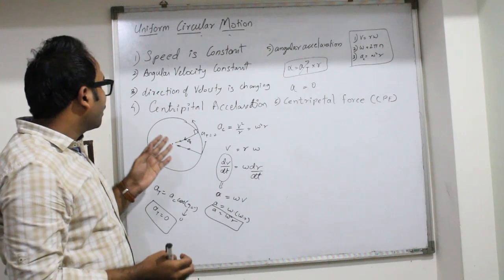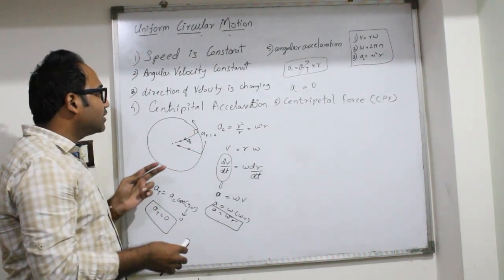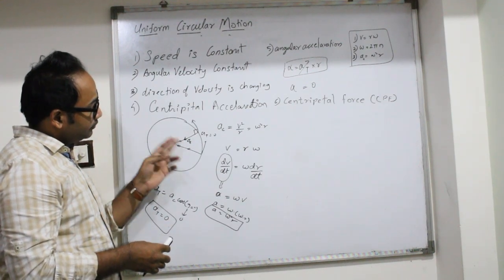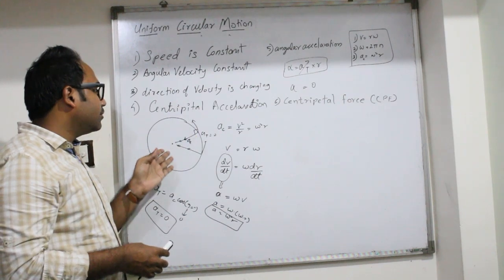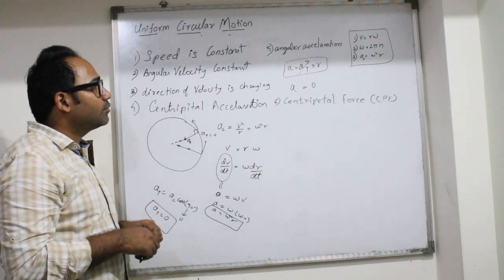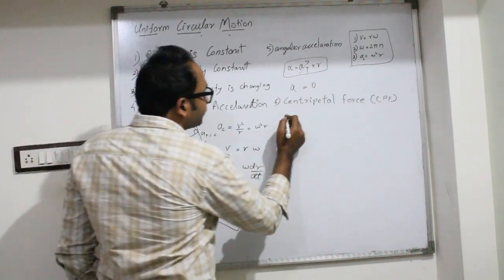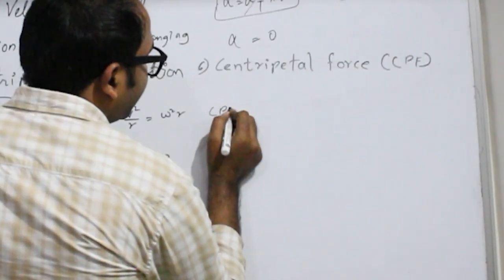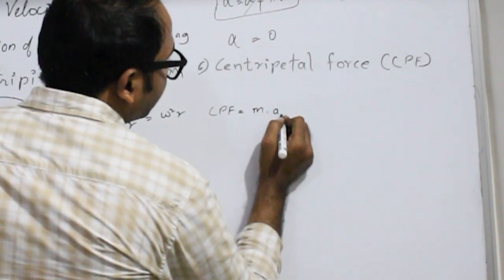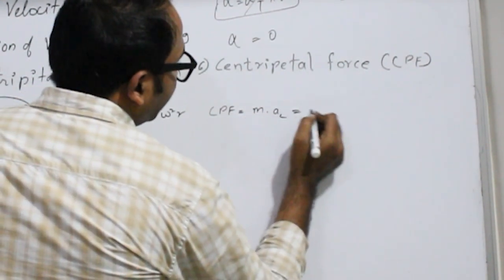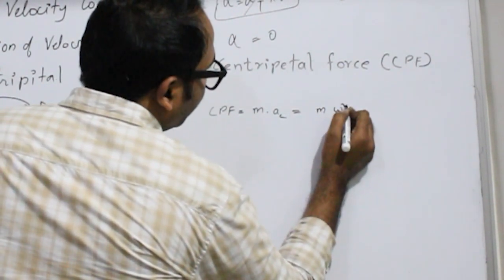As we know, the acceleration responsible for this uniform circular motion is centripetal acceleration, right? So the force responsible for this uniform circular motion is m times the centripetal acceleration, that is CPF is equal to m times AC. Okay, centripetal acceleration, which is m times omega square r.